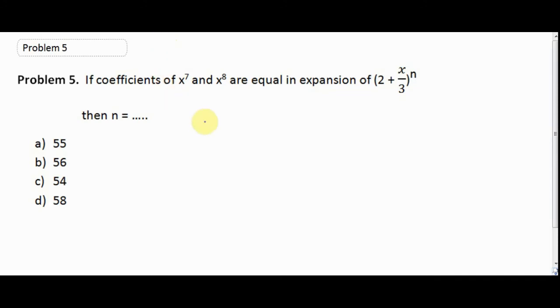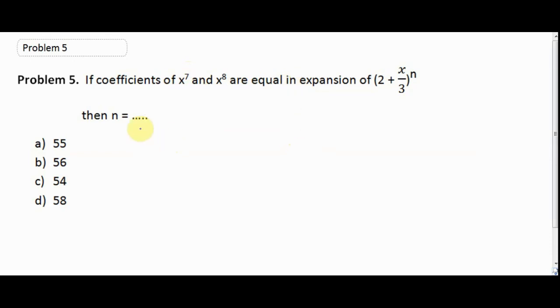Okay, now let's move on to problem number 5. If the coefficients of x raised to 7 and x raised to 8 are equal in the expansion of (2 + x/3) whole raised to n, then n is equal to. So we are asked to calculate the value of n. The hint is that the coefficients of x raised to 7 and x raised to 8 are equal.